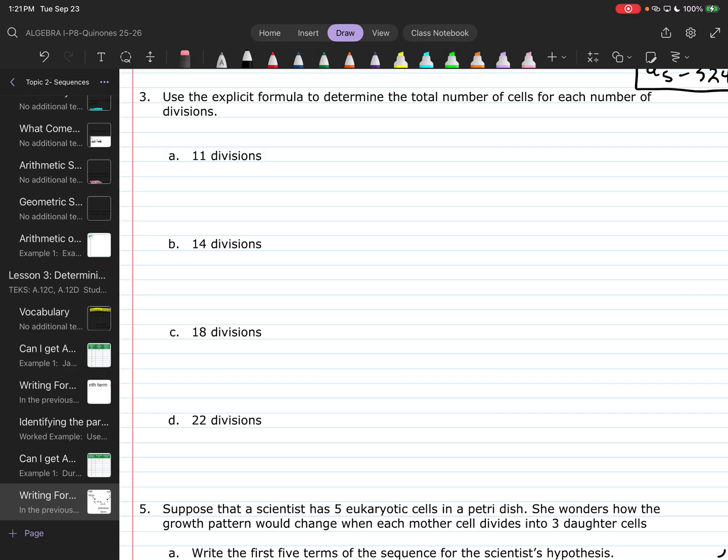We're looking for n minus 1. So we're looking for the 11th term. So 11 minus 1 gives me 10. So then that should be the exponent up there.